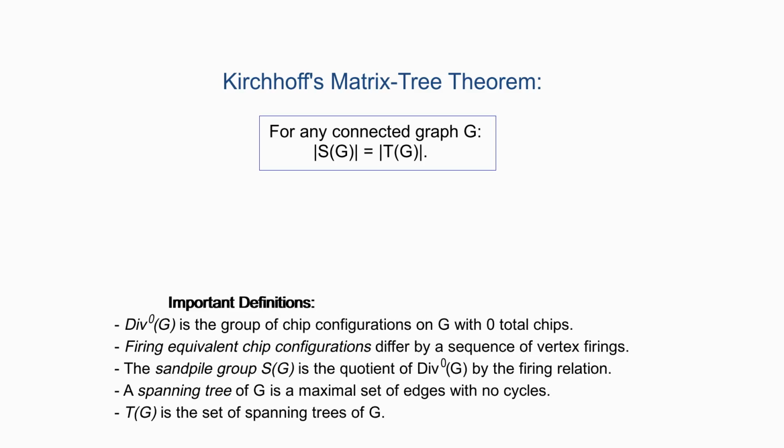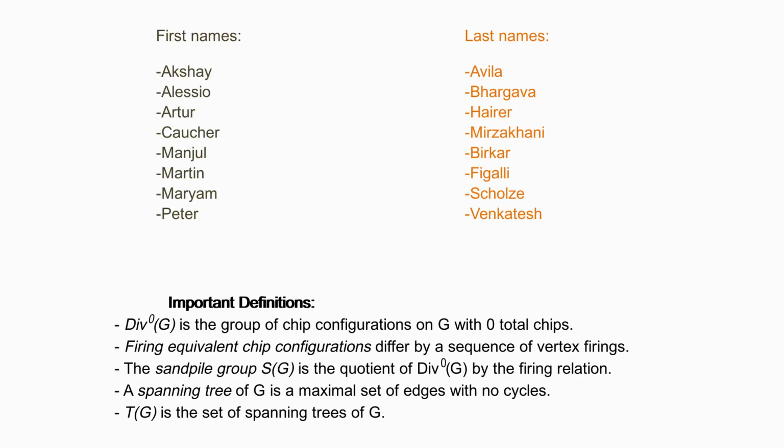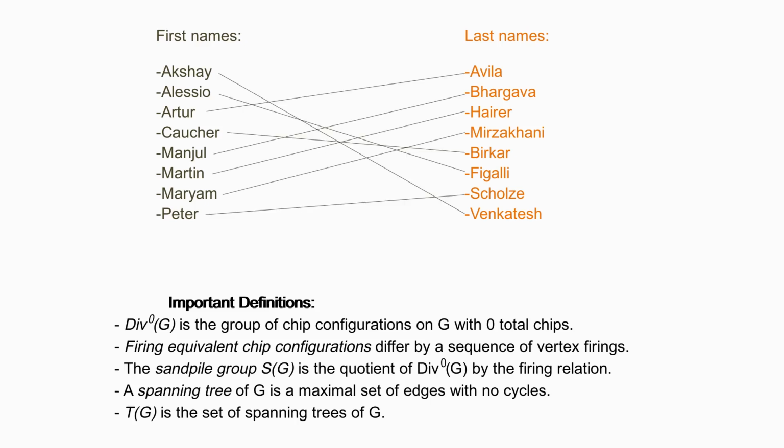Kirchhoff's matrix tree theorem has inspired most of the research I have done, but this is not just because of what the theorem says, but also what the theorem doesn't say. When two sets are the same size, combinatorialists like to look for nice bijections between them. A bijection is a pairing between elements of one set and elements of another. For example, here is the set of first names and the set of last names of mathematicians who have won the Fields Medal in the last decade. Not only are these sets the same size, but there is a very natural bijection between them. We can associate each first name with the last name that combines to form an award winner.